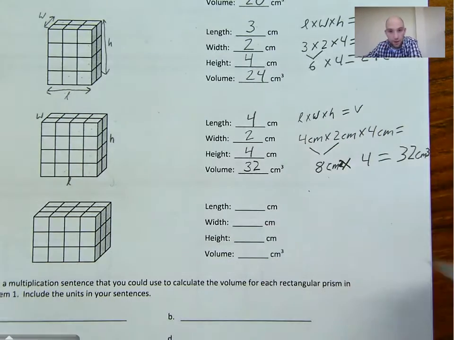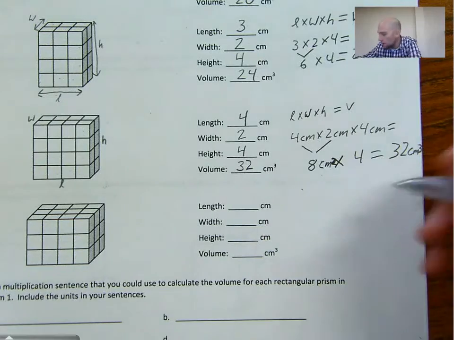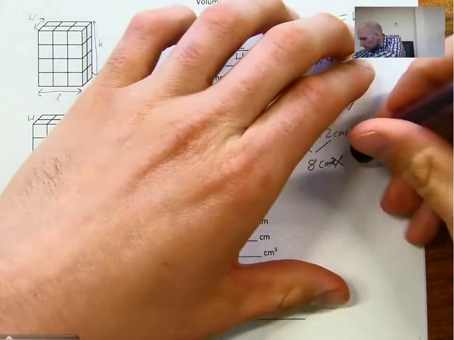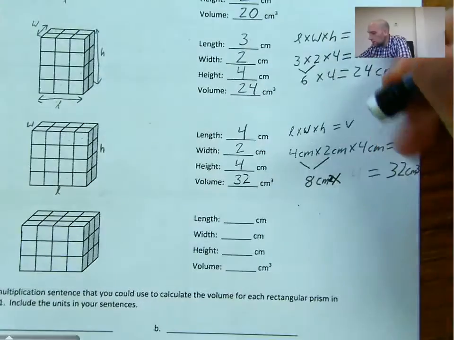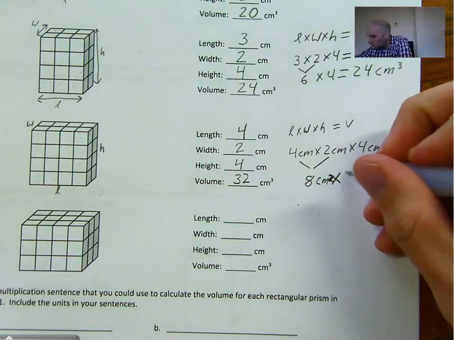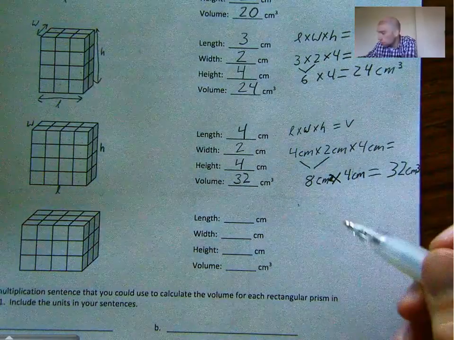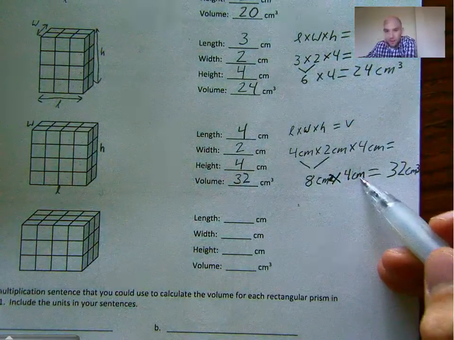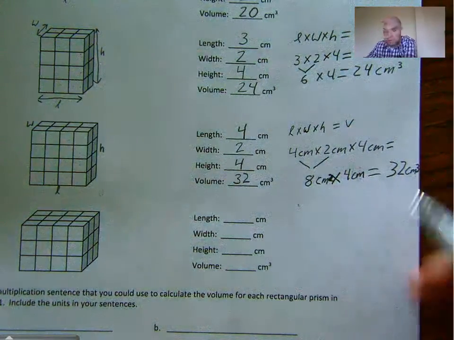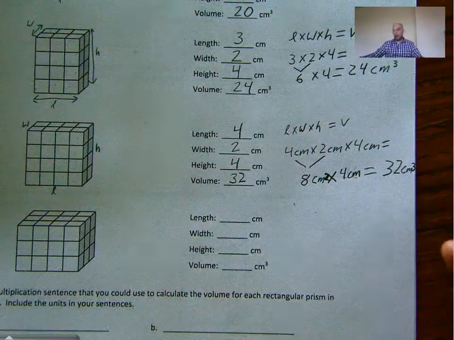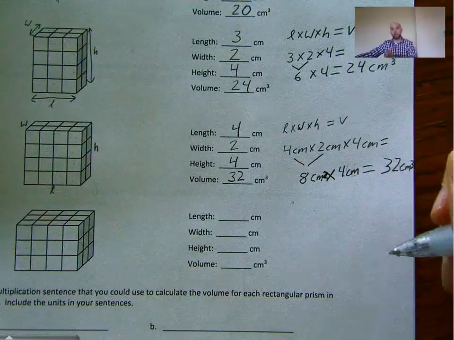That's finding the area of one side. And then this 4 over here, so I have 8 centimeters squared times 4 centimeters. Well, 8 times 4 is 32, but if I multiply a centimeter squared by another centimeter, I'll get centimeters cubed. So that's how I get that 3 there. Centimeters times centimeters times centimeters.